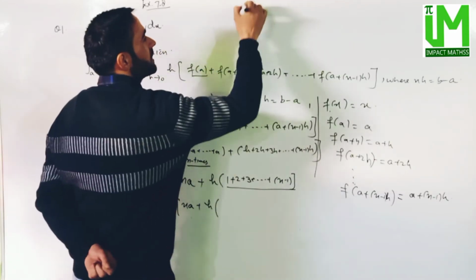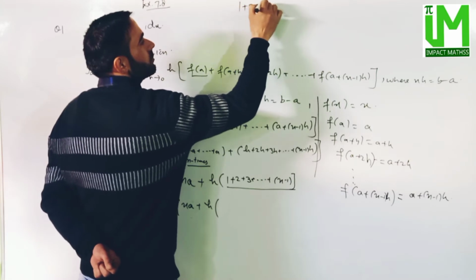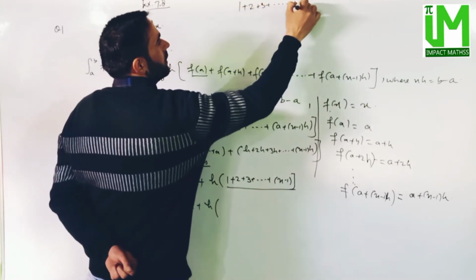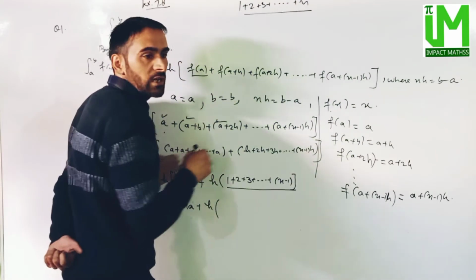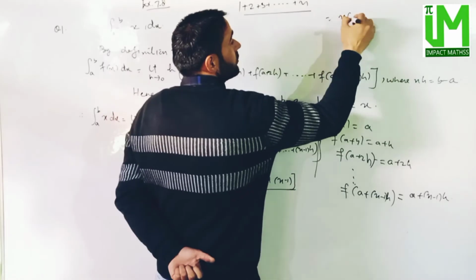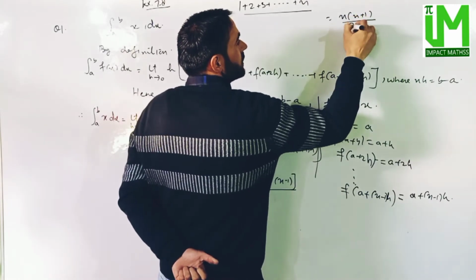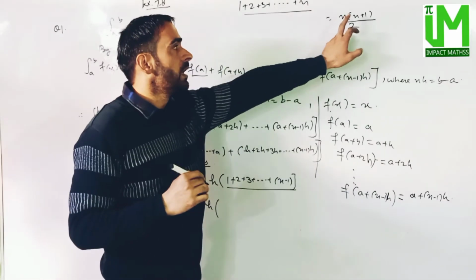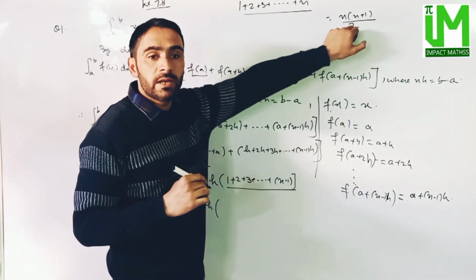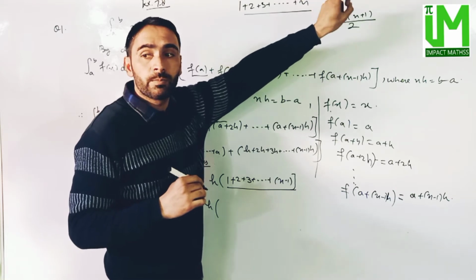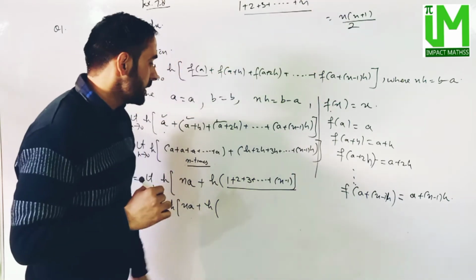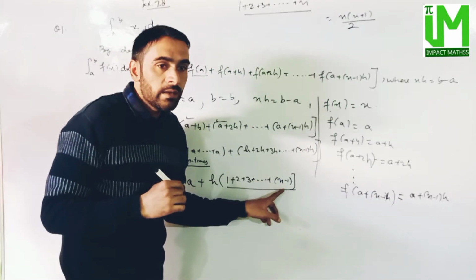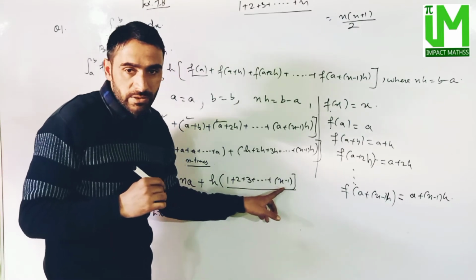Okay, we already know the sum of 1 plus 2 plus 3 plus up to n. The sum of first n natural numbers is equal to n into n plus 1 divided by 2. But here the last term is n minus 1. Okay, it is the nth term n minus 1.